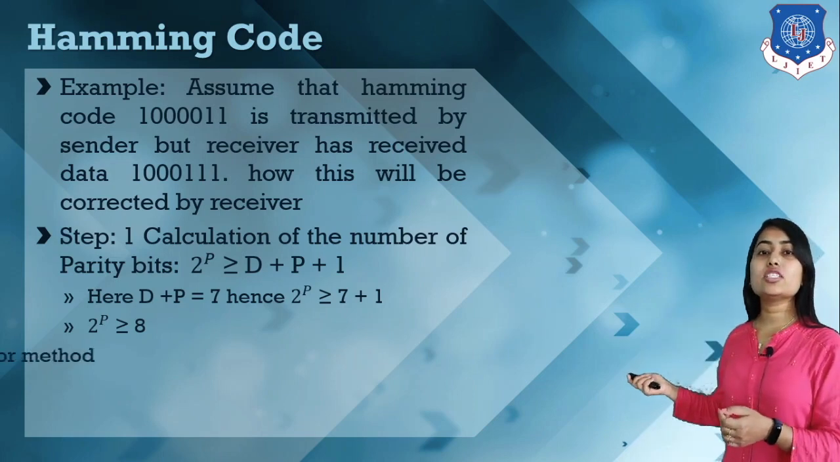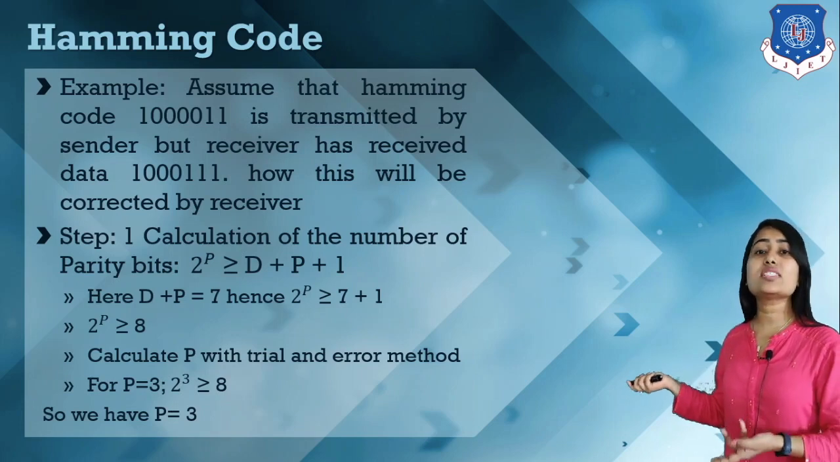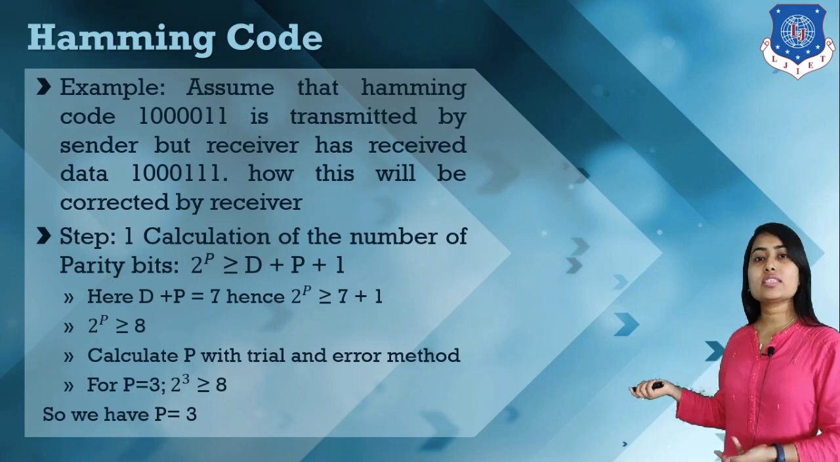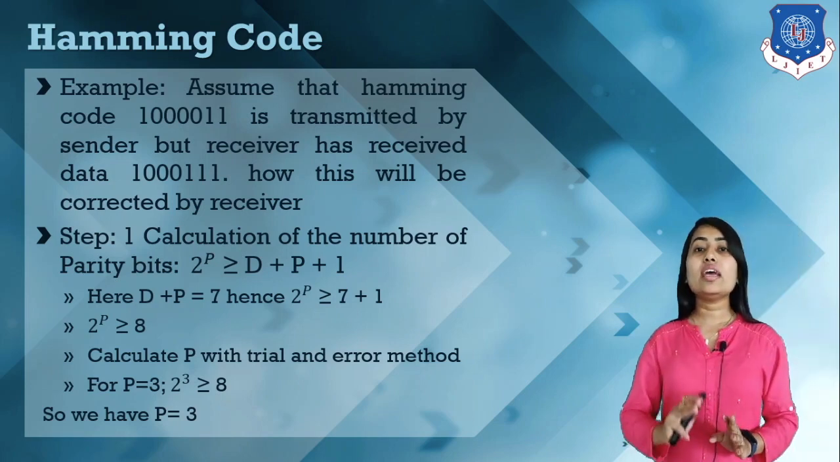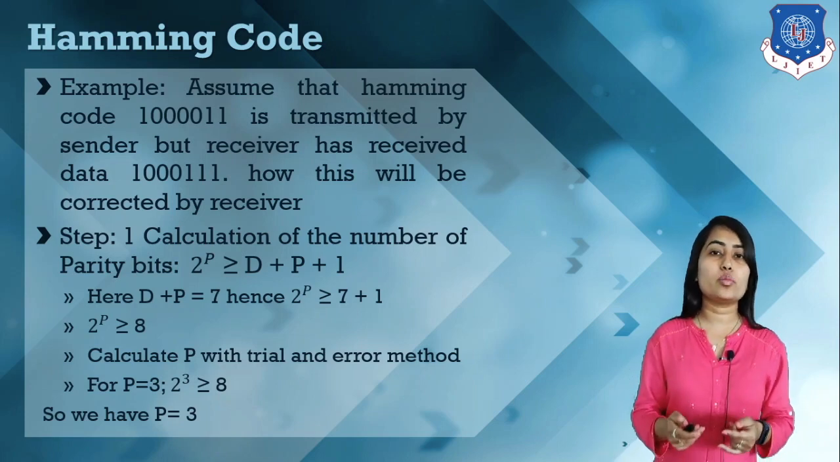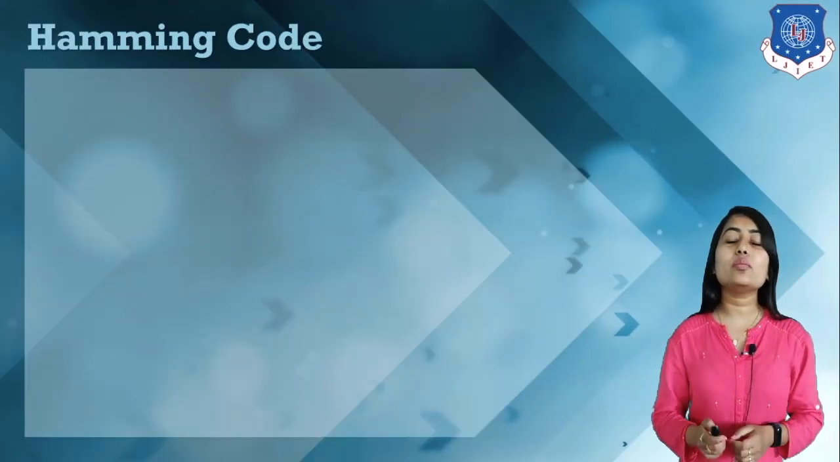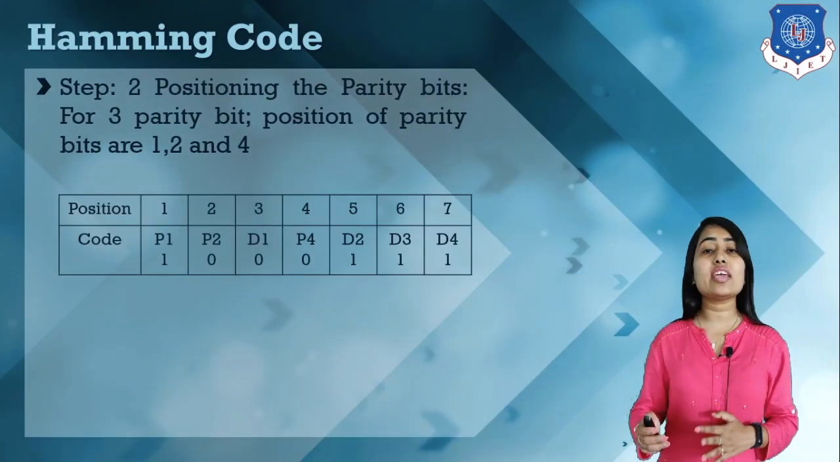We calculate this value of p by the trial and error method. With p equal to 3, this inequality is satisfied. So we have 3 parity bits and the remaining bits are our information bits. Next, calculate at which locations our parity bits are and at which locations we have our data bits.